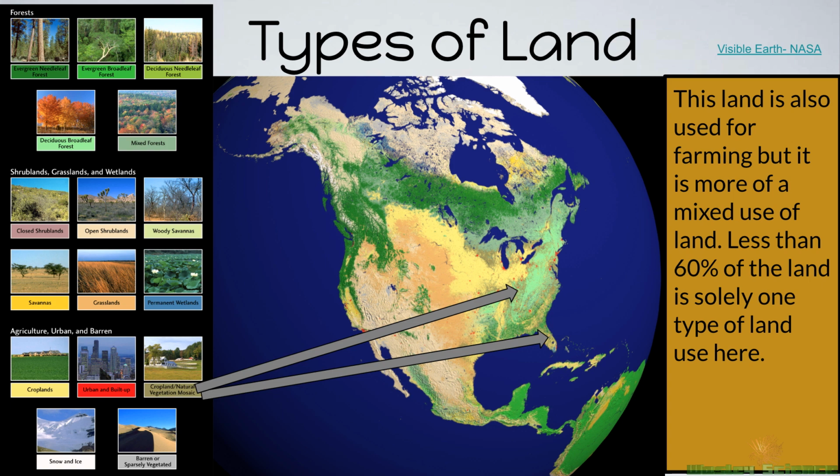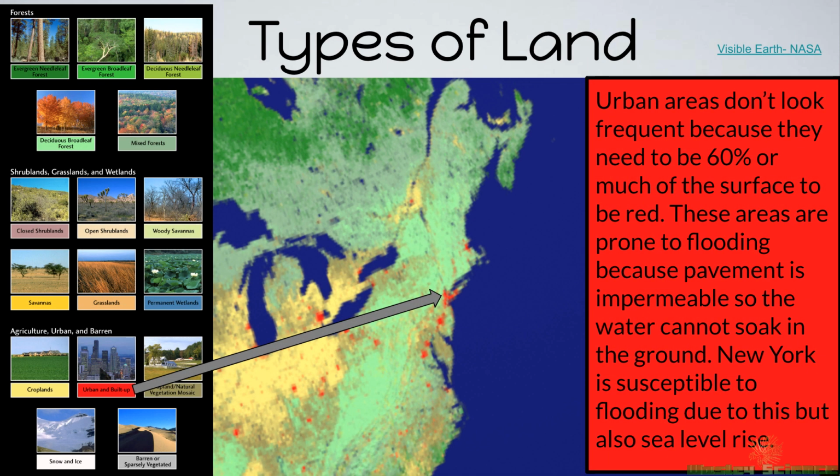We can see some areas in Florida and some more areas of the Midwest that are closer to the East Coast. And these areas are for farming, but less than 60% of the land is solely dedicated to crops. Now, what I wanted to show you here is that these red spots represent urban areas. And yes, they look really small, but what they're showing is that 60% or more is specifically pavement and buildings.